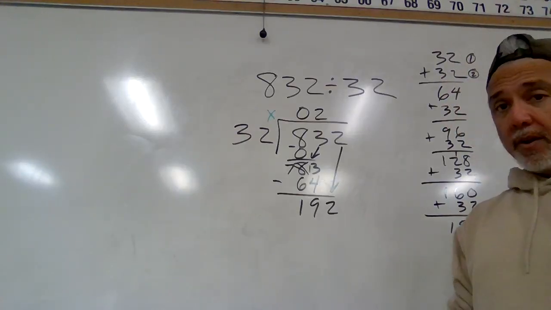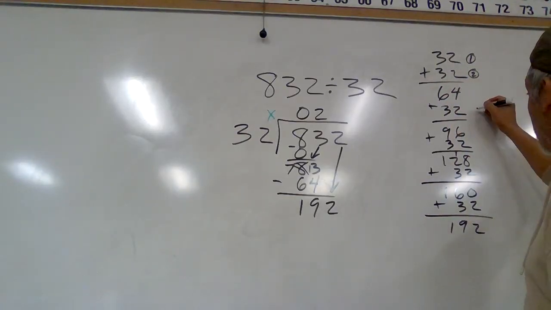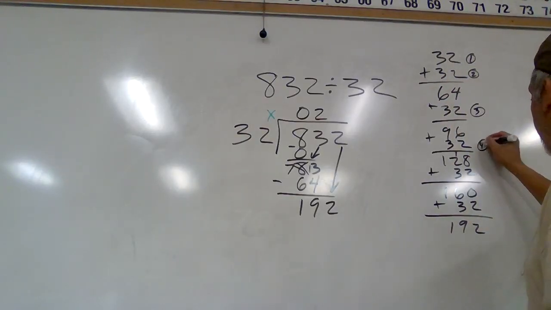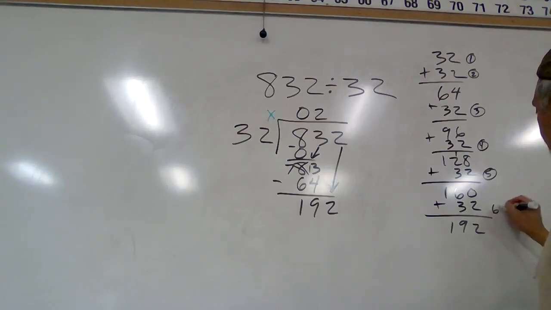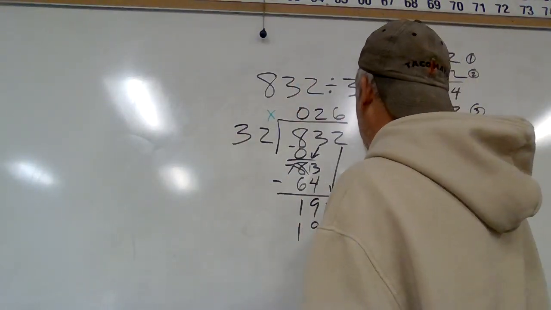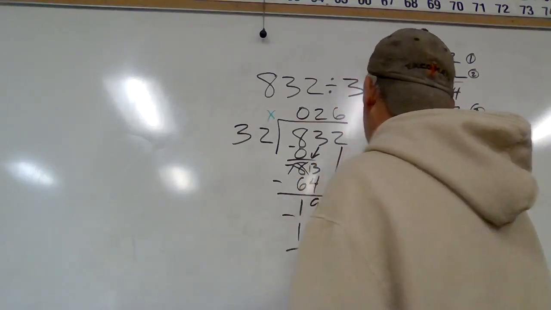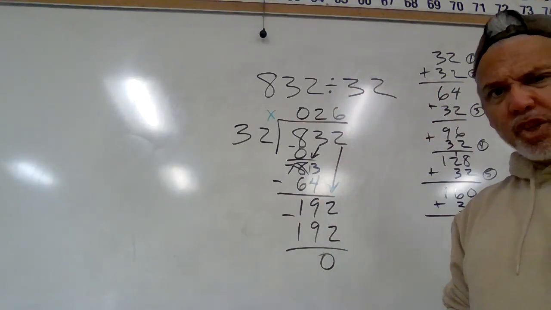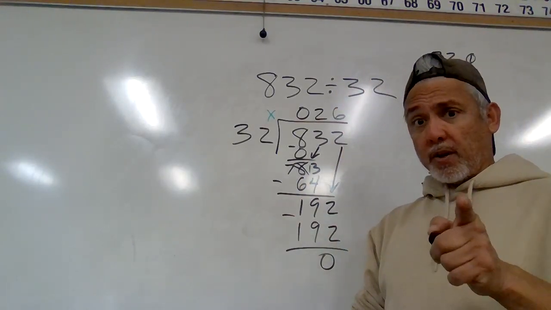Oh, got to count it up, write it up. 1, 2, 3, 4, 5, 6. So I put that 6 right here, and that gave me 192. Subtract it, nobody. But how do we check ourselves before we wreck ourselves?